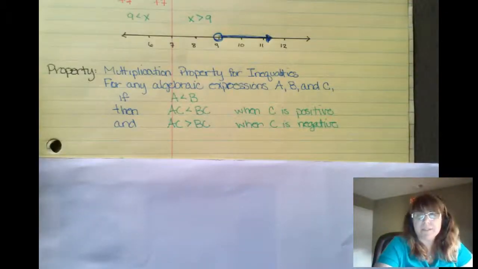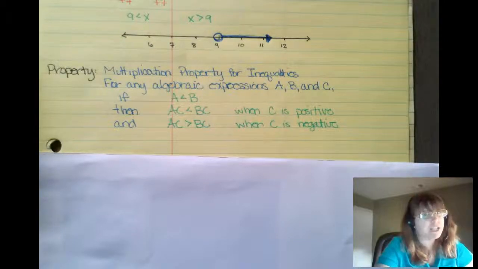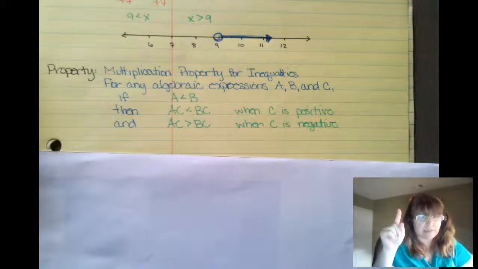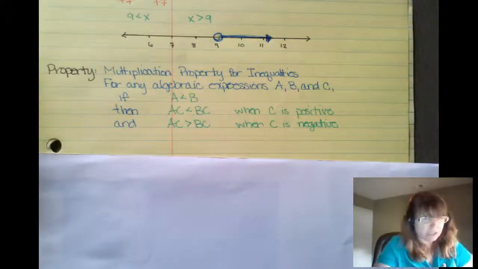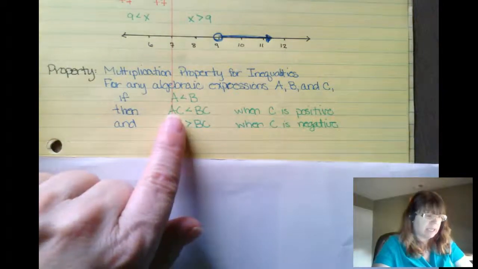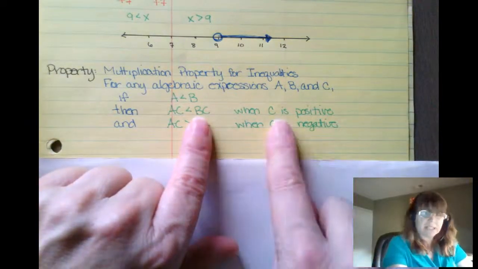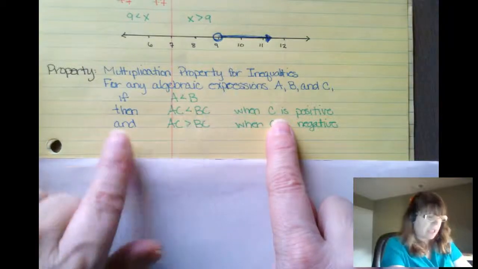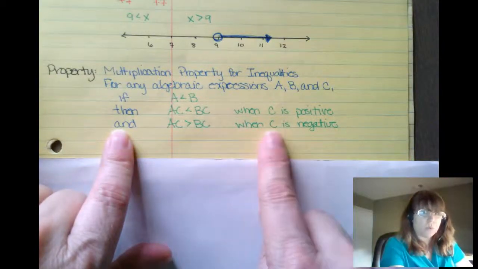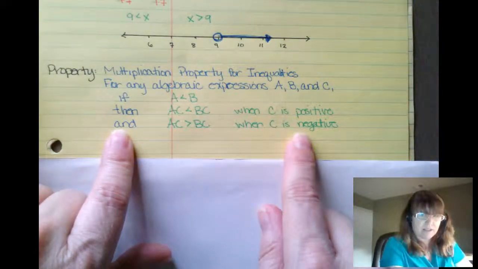Now, just as we had a multiplication property of equality, we have a multiplication property for inequality, but it is just a little different. For any algebraic expressions A, B, and C, if A is less than B, then A times C is still less than B times C if C is positive. And A times C is now greater than B times C when C is negative. It's a little difficult to understand at first, so let's see a problem in action.